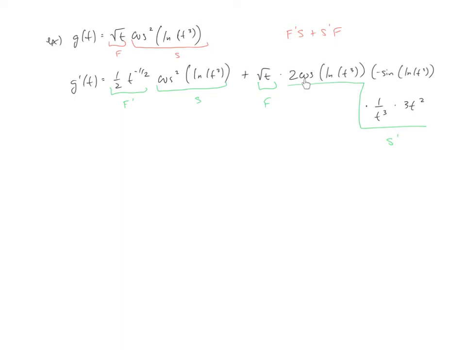Then the derivative of cosine would be our negative sign, keep the inside the same. Derivative of the inside of it would be this 1 over t cubed for that new natural log derivative we learned. And then the derivative of the inside of it would be the 3t squared. So again, this is an unsimplified derivative. My MyMathLab would want you to probably simplify, clean it up a little bit.